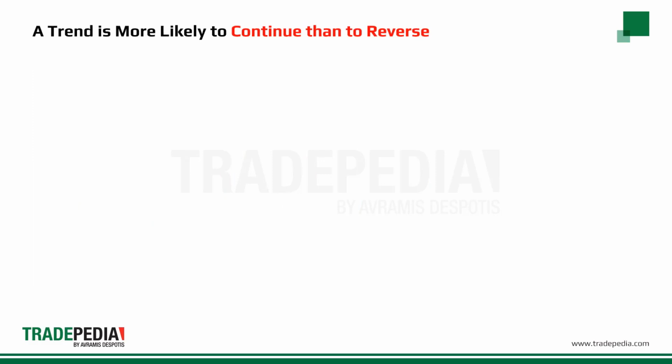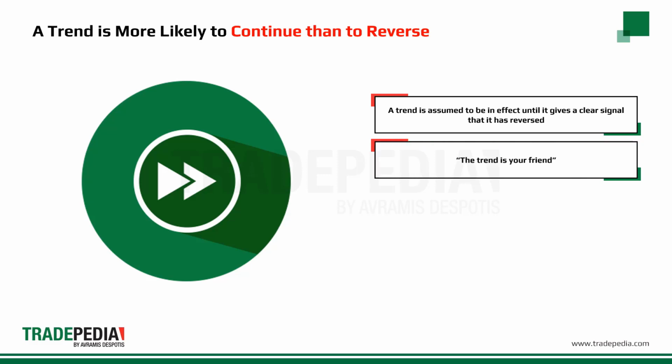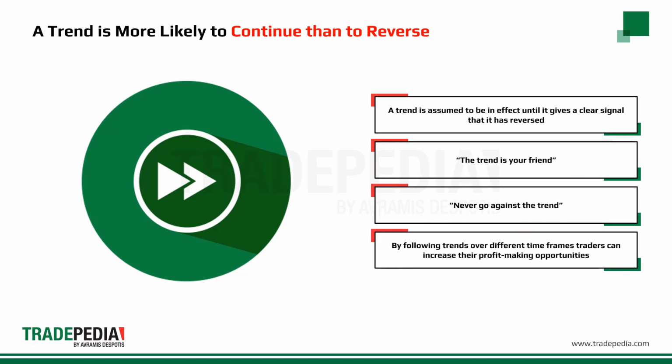Statistically, a trend is more likely to continue than to reverse. This is why a trend is assumed to be in effect until it gives a clear signal that it is reversed. Hence the sayings, "The trend is your friend," and "Never go against the trend." By following trends over different time frames and staying away from markets when they are not trending, traders can increase their profit-making opportunities.